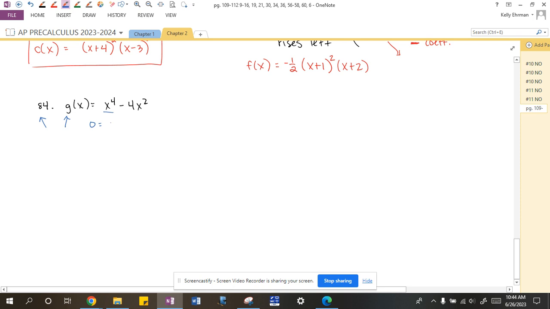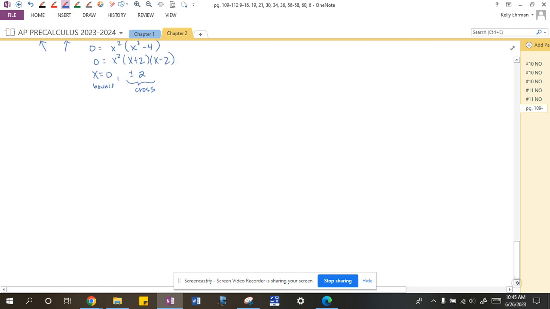I'm going to figure out my zeros by setting this equal to 0. Factor out an x squared. We have a 0 of 0 and plus or minus 2. At plus or minus 2, the graph is going to cross. At 0, it's going to touch and turn or bounce, meaning it should not change signs at 0. It should change signs at both plus and minus 2.